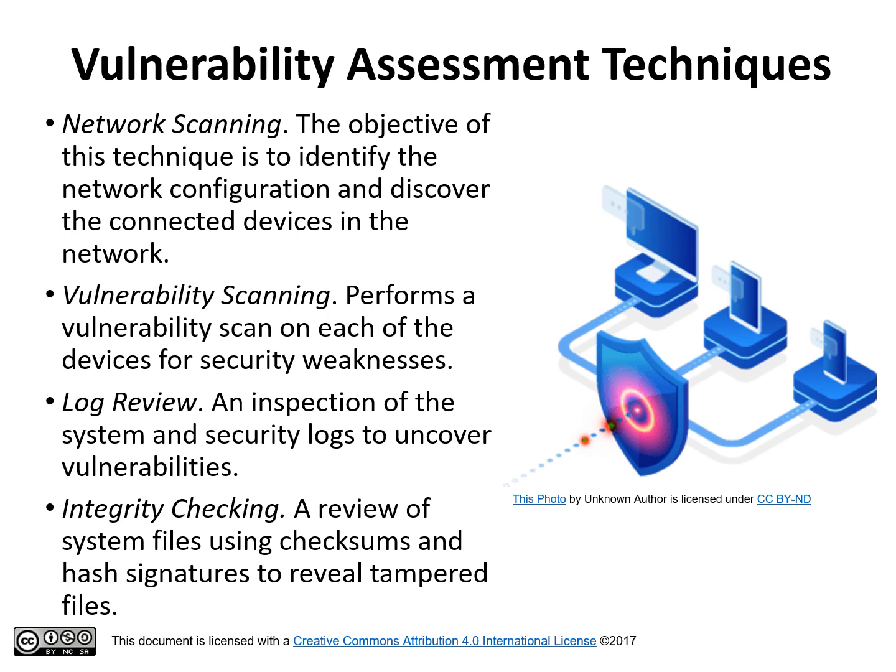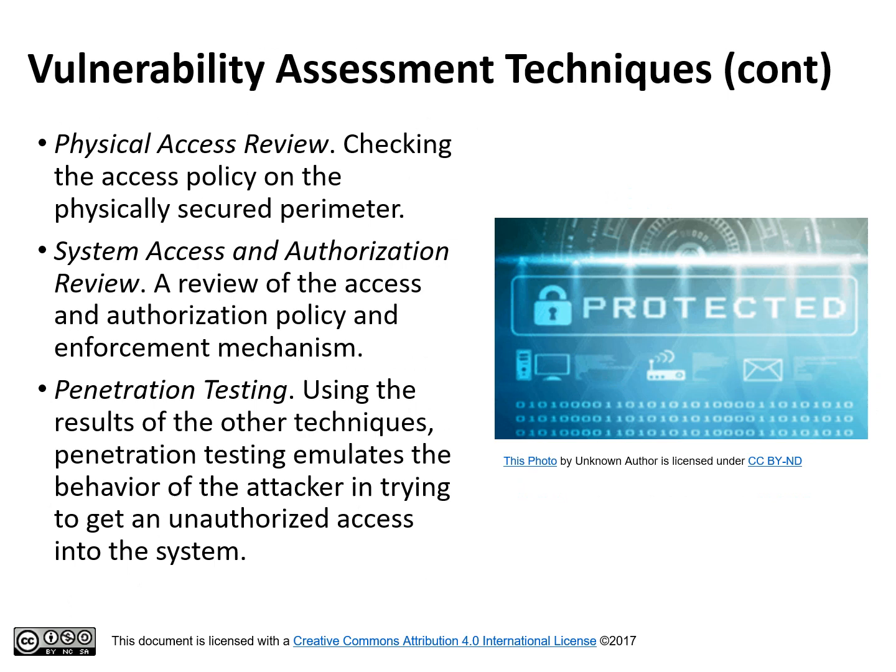Log review. A meticulous inspection of the system and security logs may reveal some vulnerabilities that may not be apparent with other techniques. Integrity checking. A review of the system files using checksums and hash signatures may reveal tampered files that could jeopardize the integrity of the system. Physical access review. Checking the access policy on the physically secured perimeter should also be part of the vulnerability assessment process.